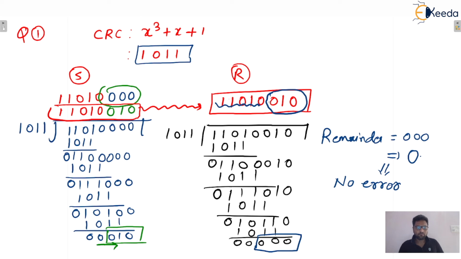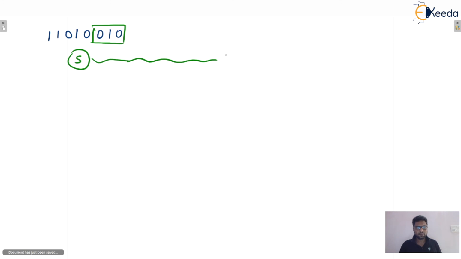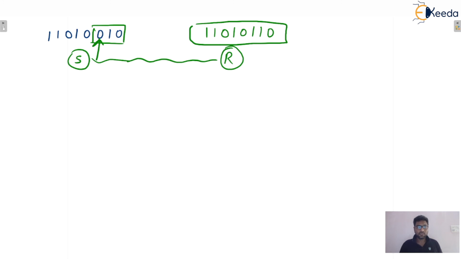Okay. Now, in the same example, let's say one error is there. Let's say 1 1 0 1 0 and 0 1 0. So this one was the CRC that was appended by the sender. Let's say the sender transmits this particular data, and this particular bit gets modified. Now 11010110, that is the received code word. You can see here the part of the CRC got modified, not the actual data, isn't it?